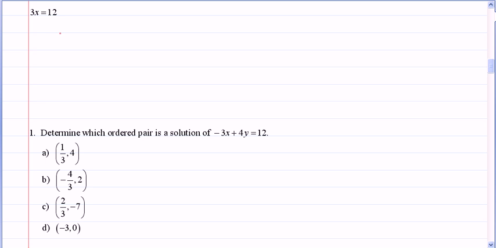For this example, 3x equals 12, it looks like we could divide everything by 3, but when I divide by 3, I am just left with x equals 4. To write an equation in function form, it has to be y equals. Since we don't have a y, this example is not a function, so we cannot write it in function form.